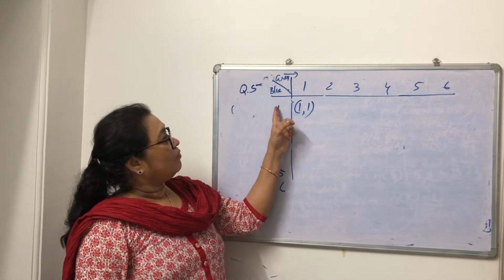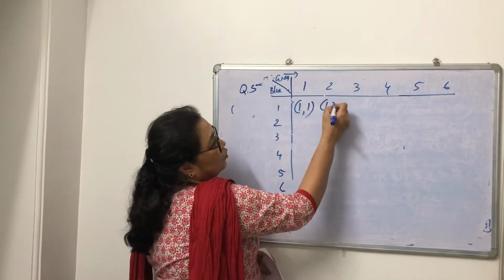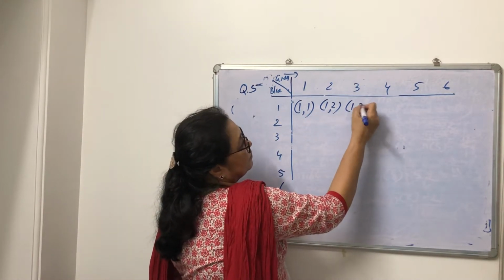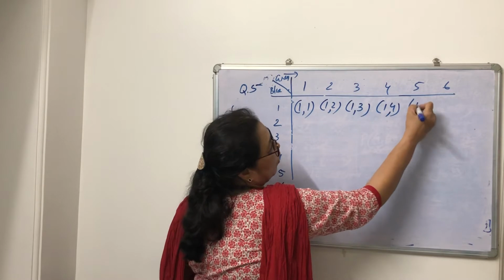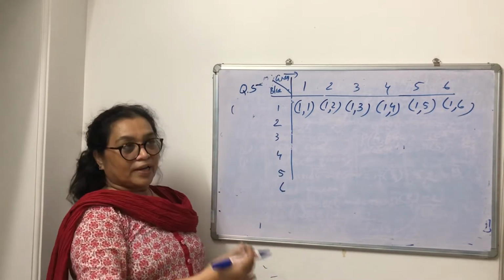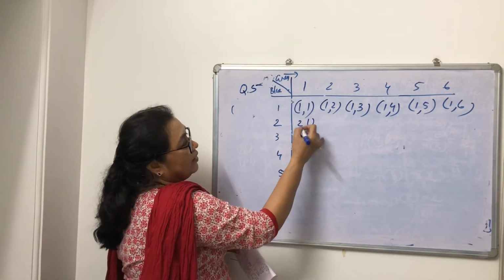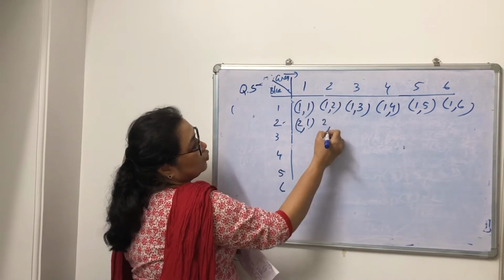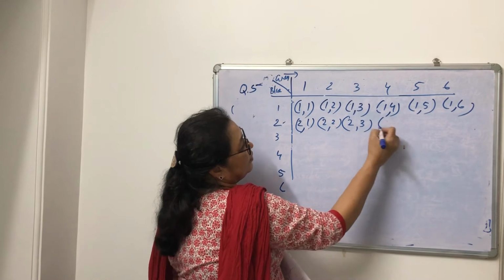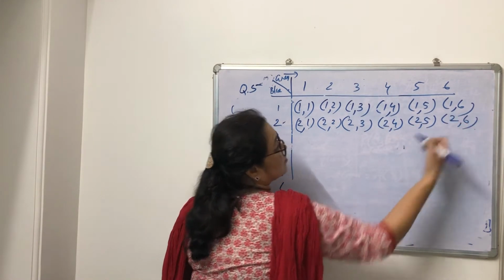And next throw, blue में 1 आ जाएगा, grey में 2: (1, 2), (1, 3), (1, 4), (1, 5), (1, 6). Second throw, next one, blue में 2 आएगा, grey में 1: (2, 1), (2, 2), (2, 3), (2, 4), (2, 5), (2, 6).